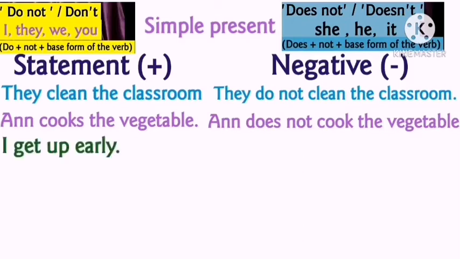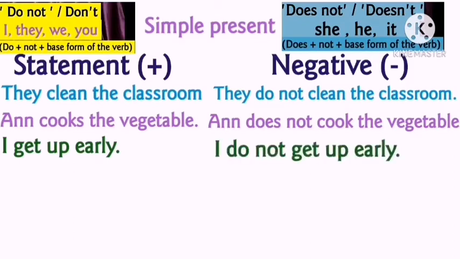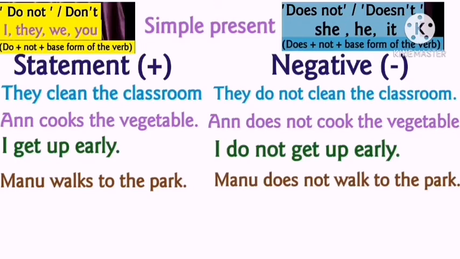See the next one. I get up early. Here I is the subject, so we'll use do not. I do not get up early. So the sentence is negative. See the next one. Manu walks to the park. Here Manu is a singular subject, so we have to use does not. The negative sentence will be Manu does not walk to the park. We are using the base form. We will avoid S. So we use the base form walk only.